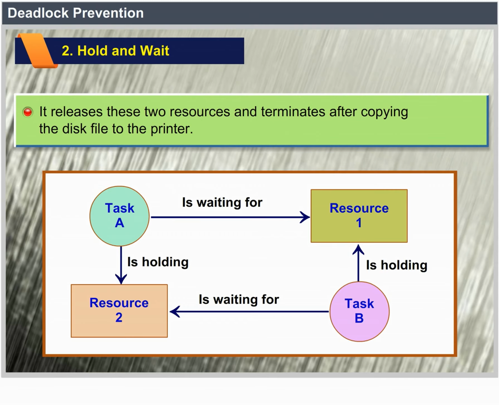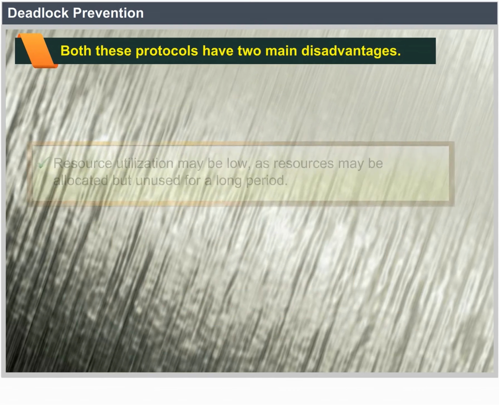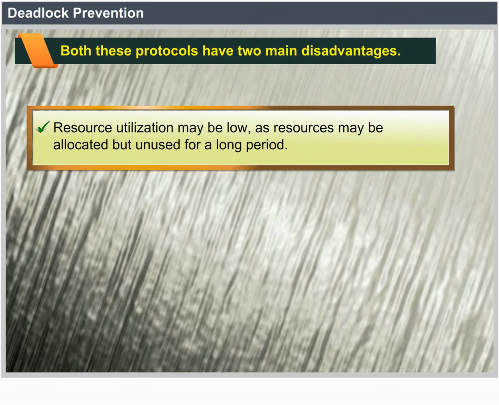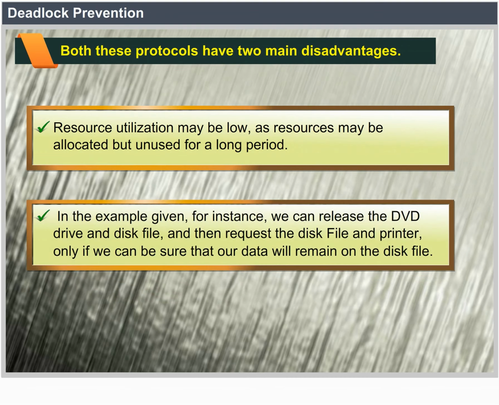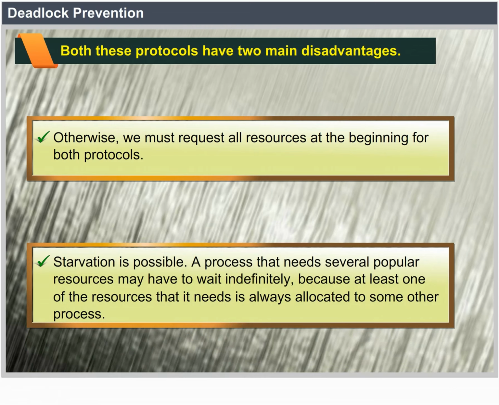Both these protocols have two main disadvantages. Resource utilization may be low since resources may be allocated but unused for a long period. In the example given, for instance, we can release the DVD drive and disk file and then request the disk file and printer only if we can be sure that our data will remain on the disk file. Otherwise, we must request all resources at the beginning for both protocols. Starvation is possible. A process that needs several popular resources may have to wait indefinitely because at least one of the resources that it needs is always allocated to some other process.